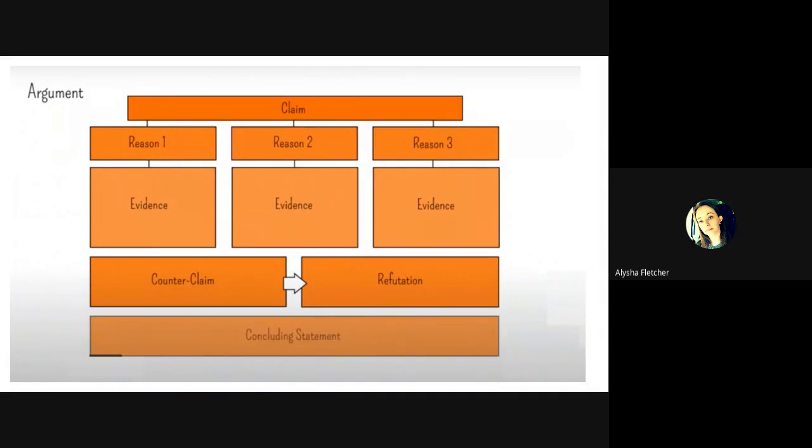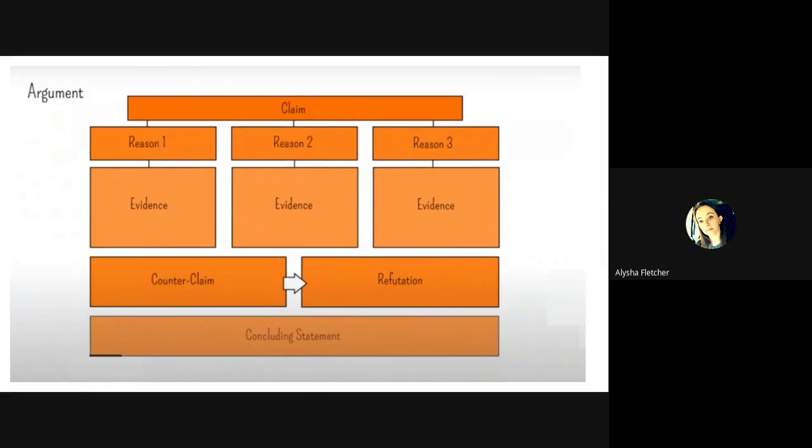And a good argument will have a counterclaim. So they'll take an opponent of their claim's best argument against it, and then they're going to go ahead and refute it and say why it's wrong. So it's like they're already taking the steam out of somebody else's argument against theirs. And then it ends with a concluding statement.